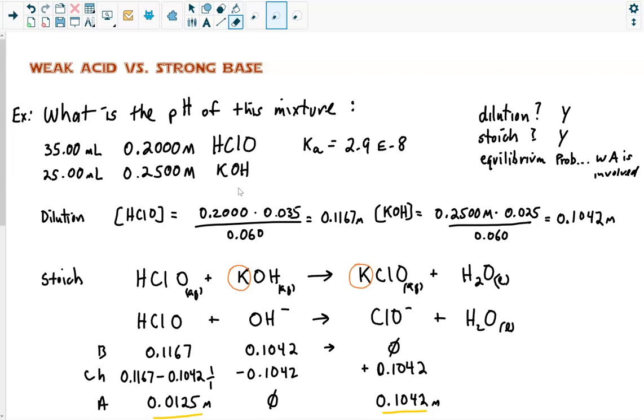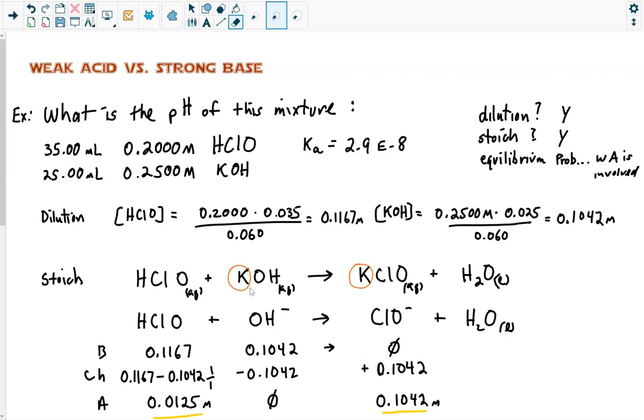Now, in these types of problems, if you have a weak acid or a weak base present, you will generally be given the Ka. And again, in this scenario, let's start with our questions. Number 1, is there a dilution? Well, it says you're adding these 2 solutions together, so yes, there'll be a dilution. You're reacting these 2 things together, and so there will be some stoichiometry.